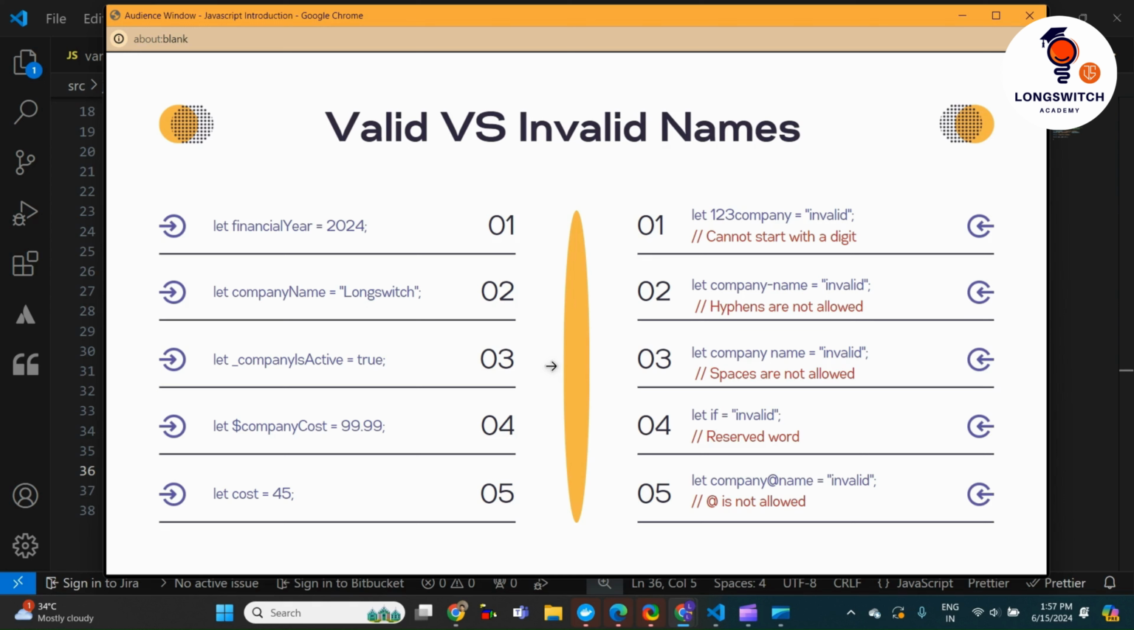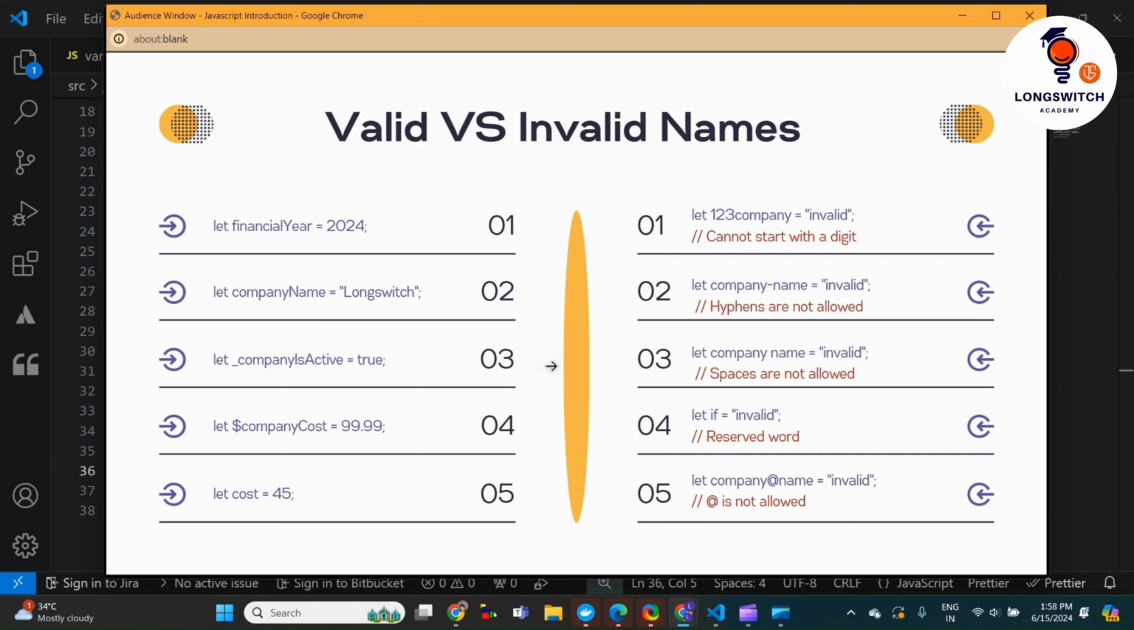The first valid name is let financialYear = 2024. Here, the variable name is financialYear, which follows the camel case convention, where it consists of only letters. That is supported. The first invalid name is let 123company = "invalid". Can you tell why it is invalid? Let me tell you this. We have already highlighted the reason: this variable name starts with a digit.